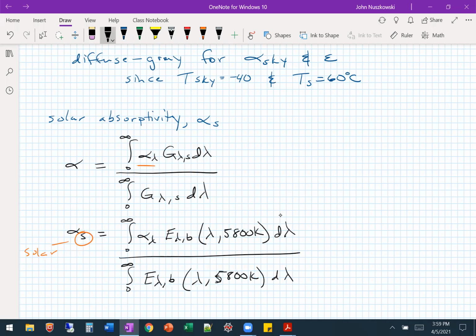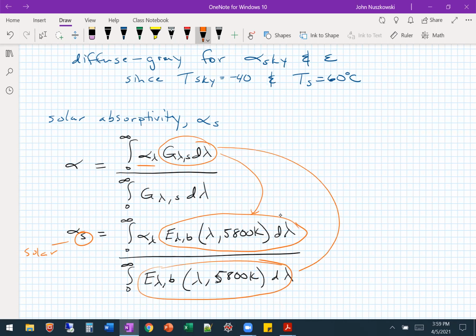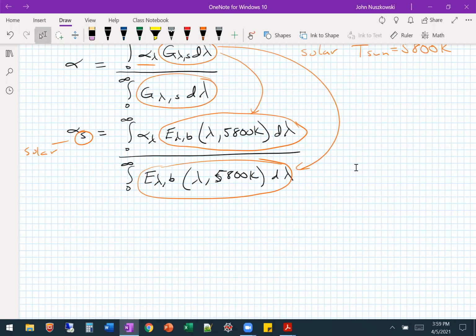Okay, so we changed this to this, same with this, because it's solar. And the temperature of the sun is 5800 Kelvin. So the irradiation coming in is counting because the sun is emitting at 5800 Kelvin. Okay, so it'll get less intimidating.